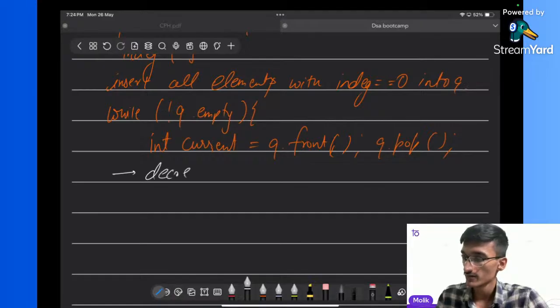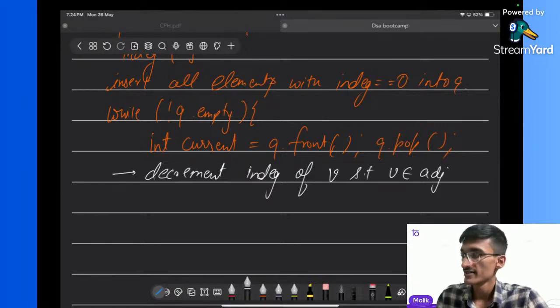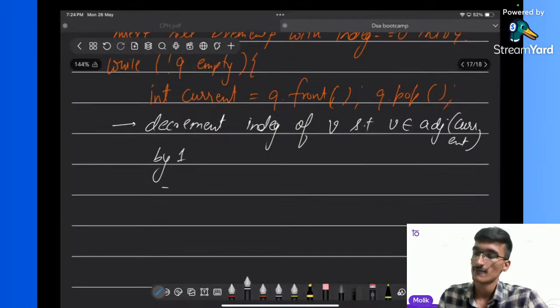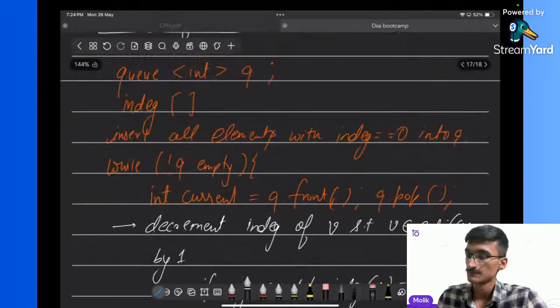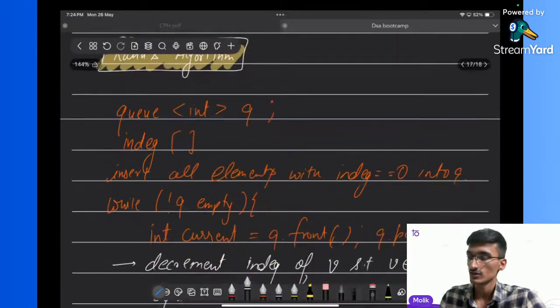Now decrement the in degree of v such that v belongs to the adjacent of current by 1. If any v such that in degree of v equals 0, push it into q. Okay, do this.